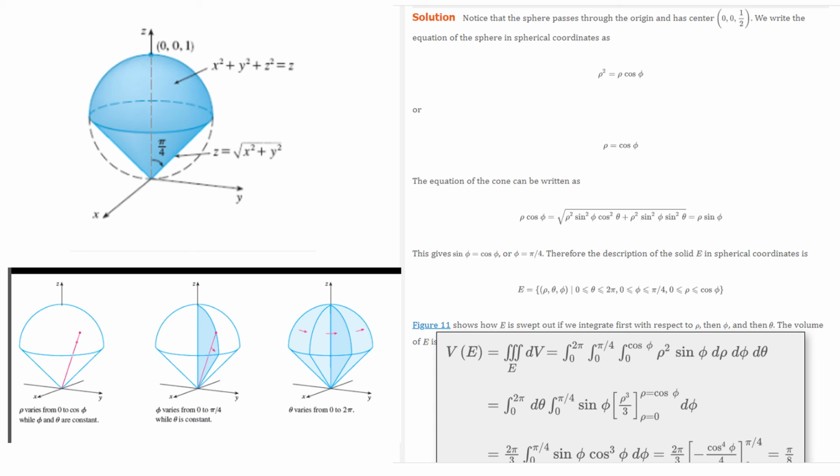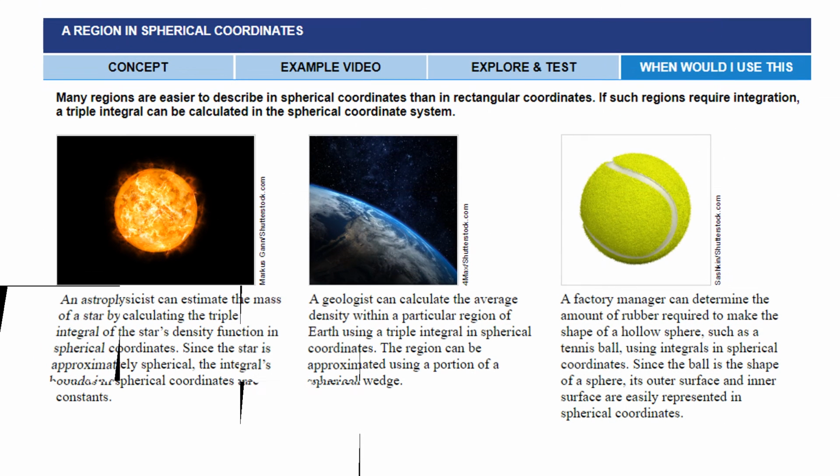Make sure you understand this calculation. Again, there's many times when you'll use this. Astrophysicists can estimate the mass of a star by calculating the triple integral of its density function in spherical coordinates. Since the star is approximately spherical, the integral bounds in spherical coordinates are constants.